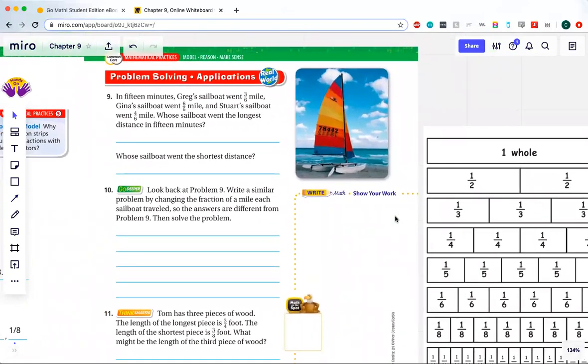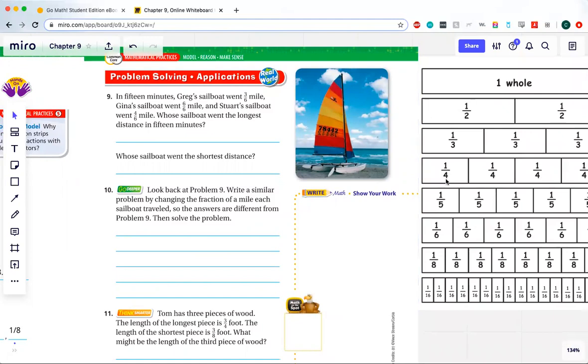Okay. So in 15 minutes, Greg's sailboat went 3/6 mile, Gina's sailboat went 6/6 mile, and Stuart's sailboat went 4/6 miles. Whose sailboat went the longest distance? Now, remembering that I can look at my denominators here and see that they're all the same. Our numerators are different, but all of our denominators are the same. So that means that all of the pieces for everyone are going to be cut into the same amount. So that's good to know, because that means that we can just look at our sixths on our fraction strip and see who went farthest.